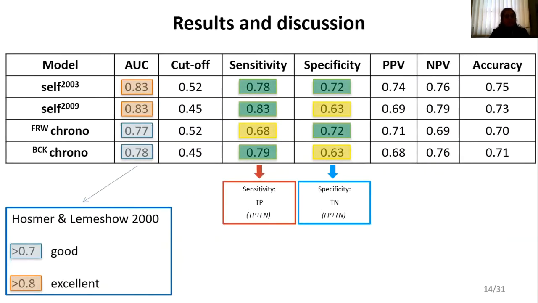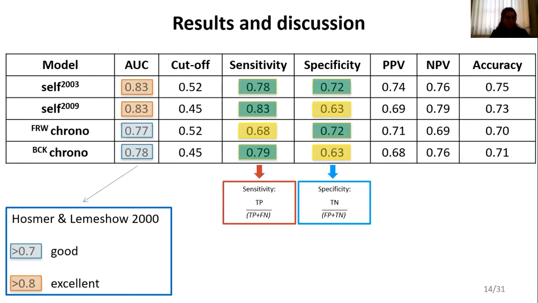So for the SELF 2003 model, an excellent AUC value and good sensitivity and specificity were obtained, suggesting a generally good performance of the model. The SELF 2003 model shows an excellent AUC value with an excellent sensitivity, but a limited specificity.